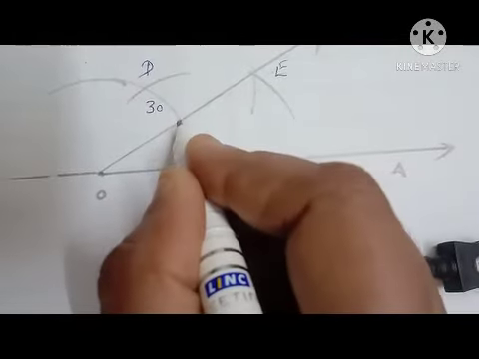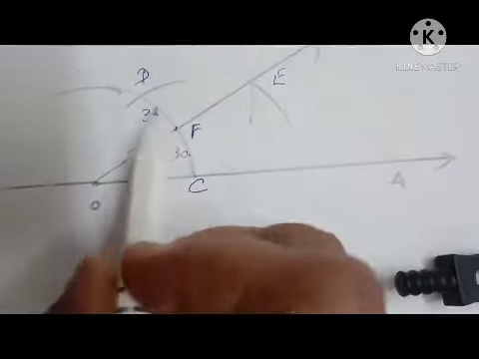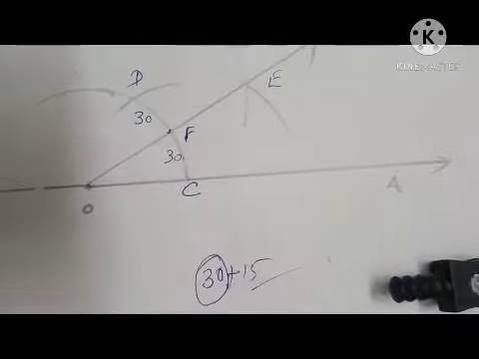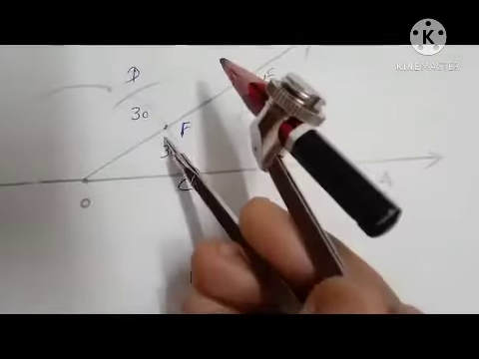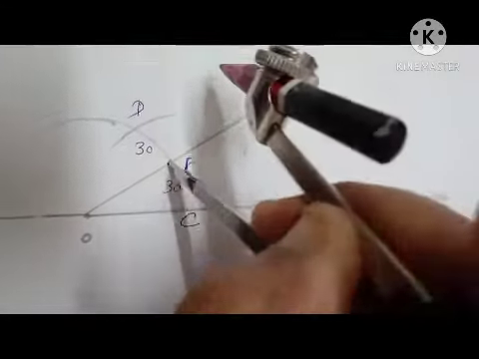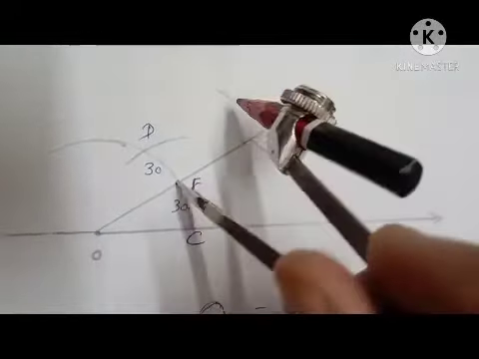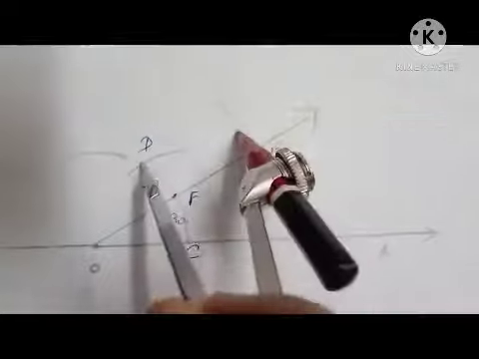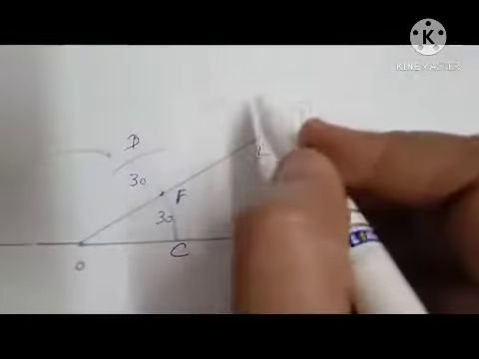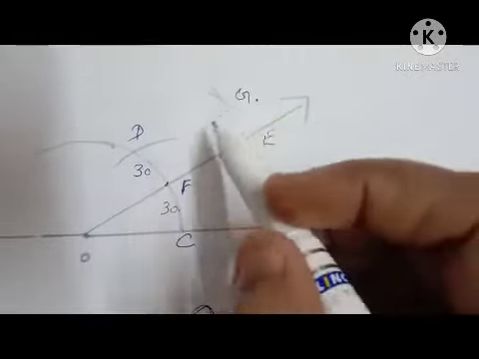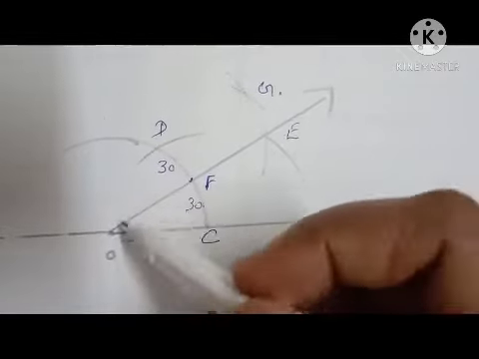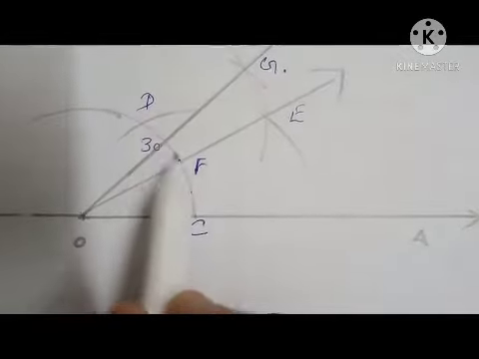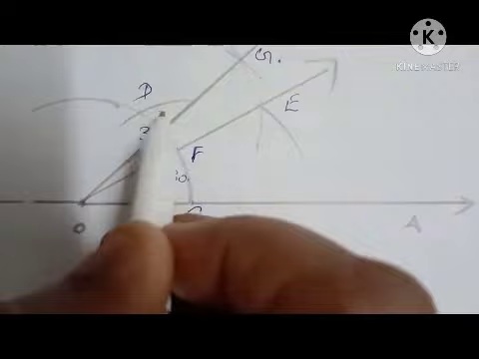This point I can give the name as F. Then draw the arcs from D and F with the same measure. Any measure you can take, but from both you can take the same. So here I draw the arc from F. With the same measure I will draw the arc from D too. Then I got another point G. Now I have to join the point G and O. This part is 15 degree. This is also 15.